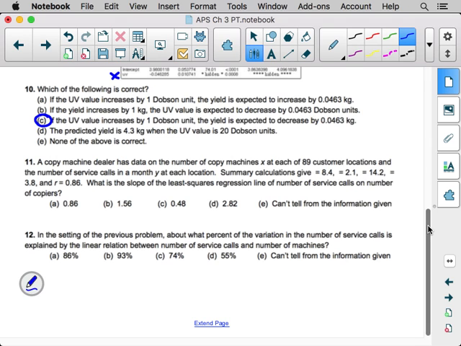Does it look like that for you guys too? God darn it. All right.